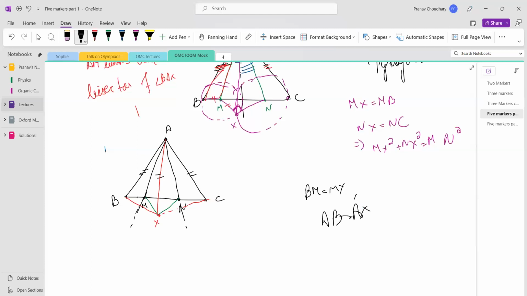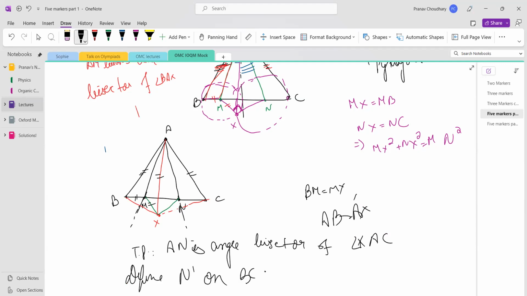And we got that BM equals to MX, right? Okay, so now we have to prove that AN is the angle bisector. This should be true by symmetry, intuitively at least. So let's try to formally prove this. Define a point N dash on BC such that AN dash bisects angle XAC.